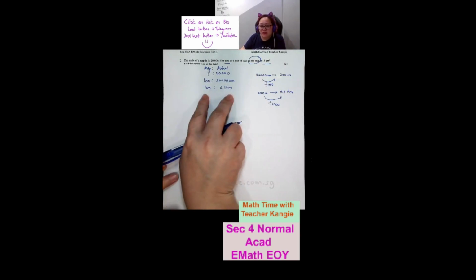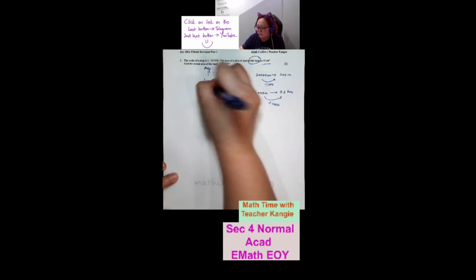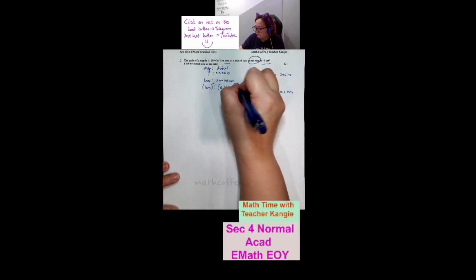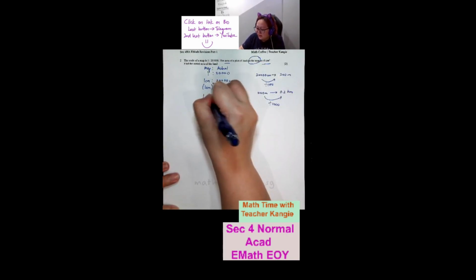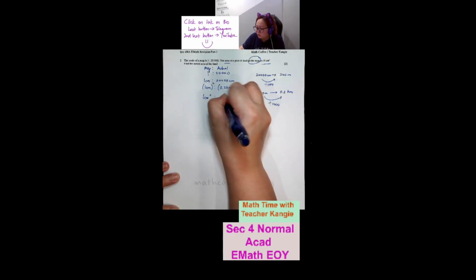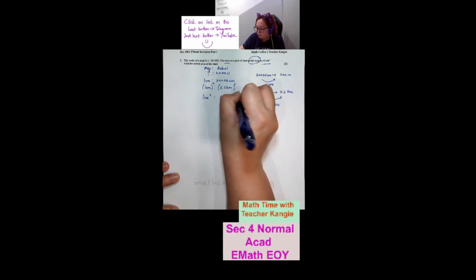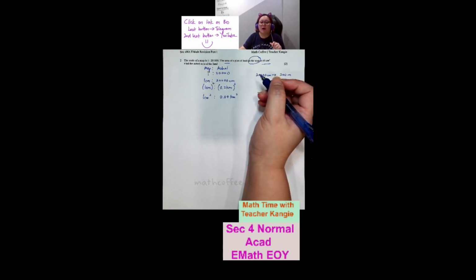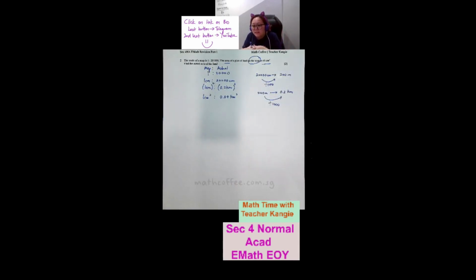So once we have the length scale, now we're going to square both sides because I want to find the area scale. So square it. So we have 1 cm square is to 0.04 km square. Okay, so that tells me that on the map, 1 cm square will represent 0.04 km square.